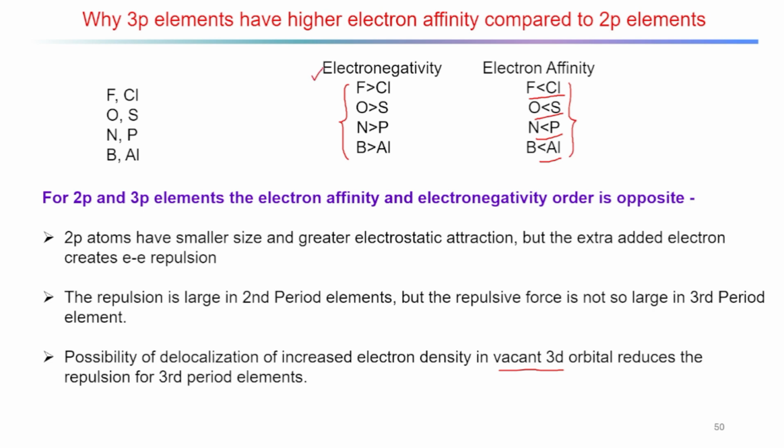What is electronegativity? We are going to learn that after electron affinity. So just remember, these 3p elements have higher electron affinity because the electron-electron repulsion is less, because the electron can be delocalized in the vacant 3d orbital. And these 2p elements have lower electron affinity compared to the 3p because of the increased electron-electron repulsion. Okay.